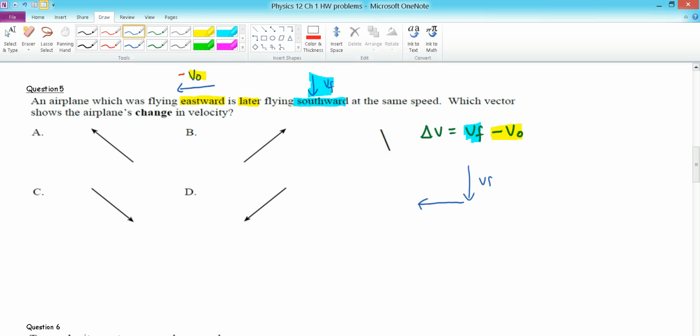So this is your final velocity. This is your negative V naught. And that means if you add those two vectors together, this would be your change in velocity, which is delta V. So delta V is going in the southwest direction, and that would be option number D.